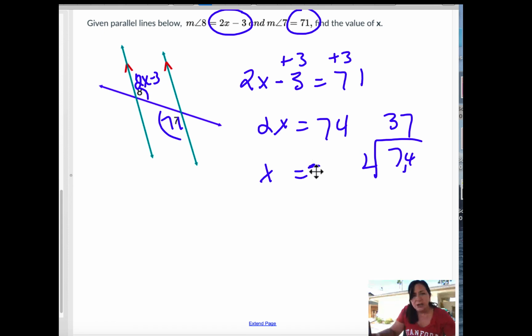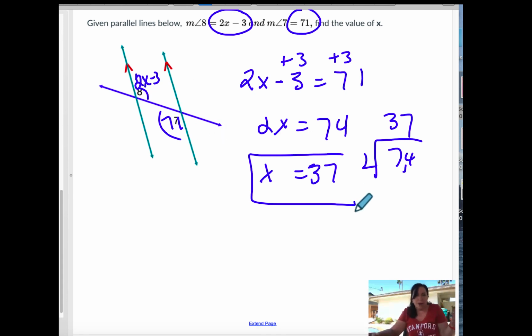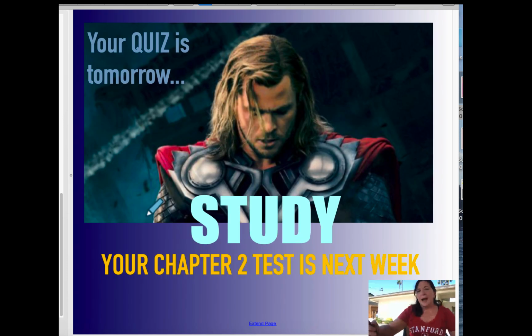Now note that that's not a degree, right? I'm not actually finding the degree because we know the degree. We know that both of these angles are 71. We already know that. And so this is just a value. So that's just x is equal to 37. We're done.